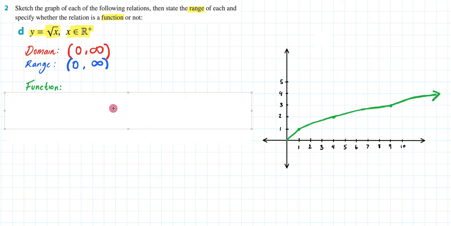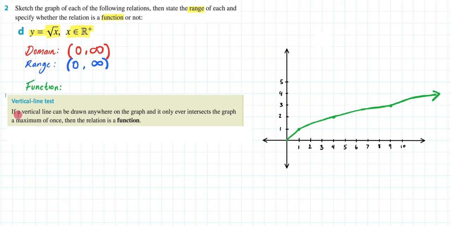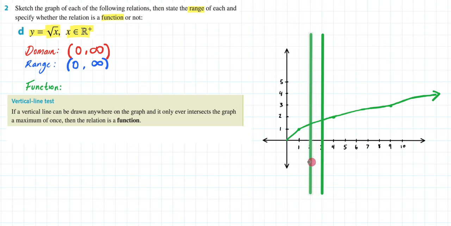And to do that, I'll be using my vertical line test, which says if a vertical line can be drawn anywhere on the graph, and it only ever intersects the graph a maximum of once, then the relation is a function. So if I can get a straight line and draw it, and it only ever intersects the graph a maximum of once, so as you can see as I go along here, it's only ever going to intersect the graph once, that means it is a function. So I could come over here and write yes. This is a function because it satisfies the vertical line test.